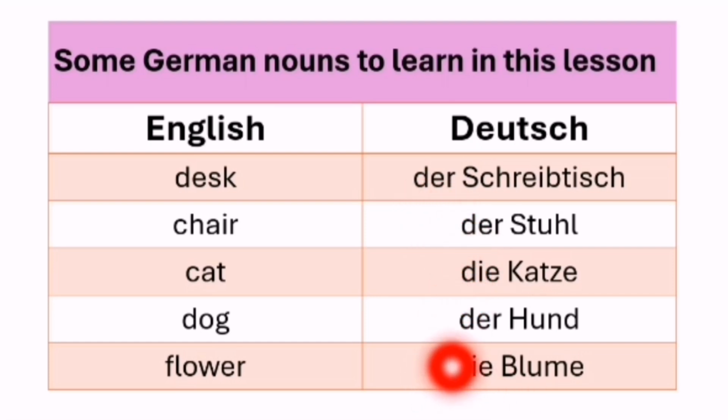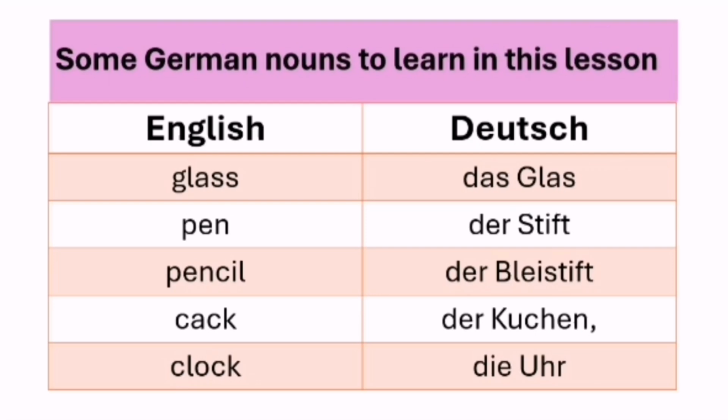So why are we using der in front of every noun here? In this regard, we have a lesson in book number 1, the last lesson of book number 1. You can watch and learn there. Glas, das Glas. Pen, der Stift. Pencil, der Bleistift. Cake, der Kuchen.